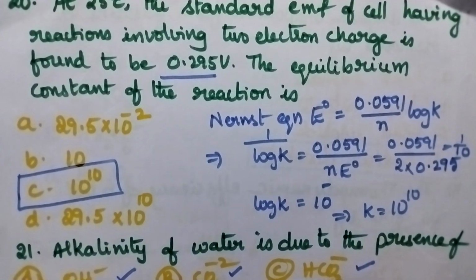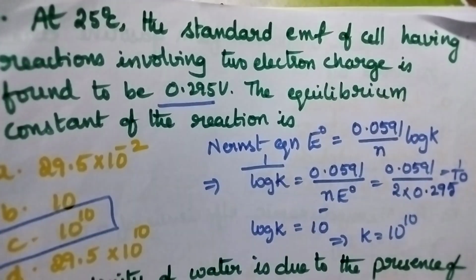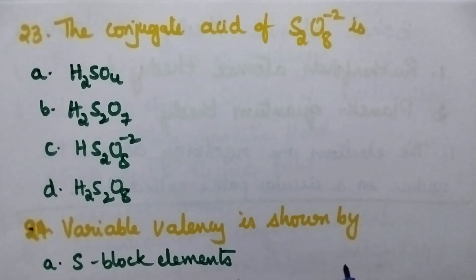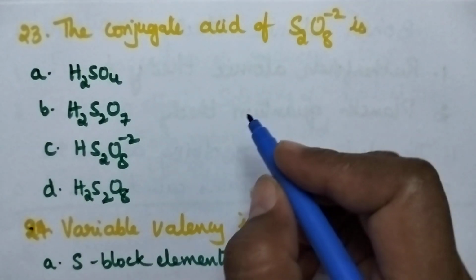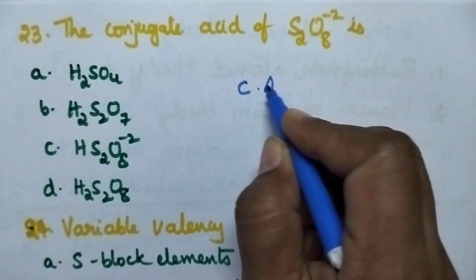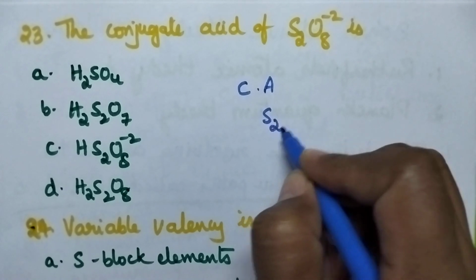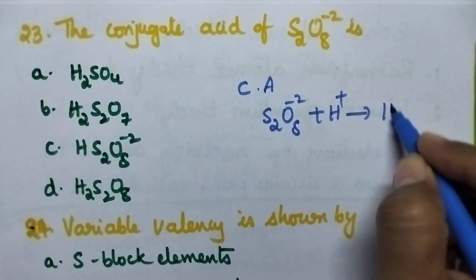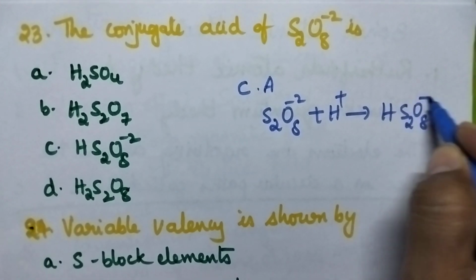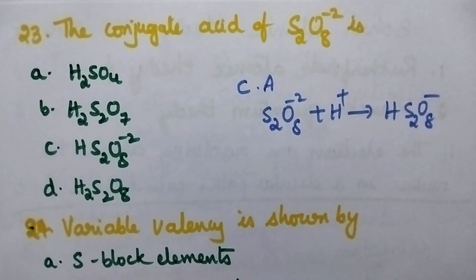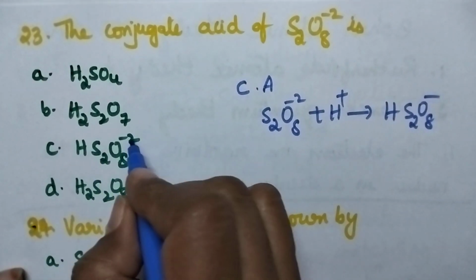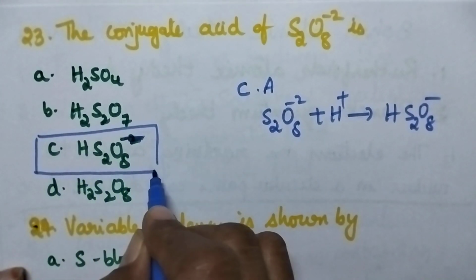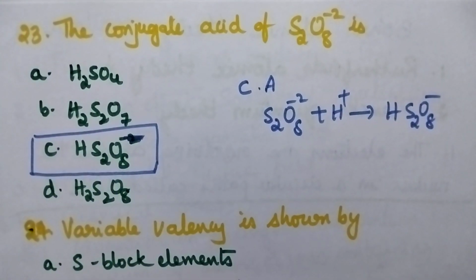Moving to the 23rd question. The conjugate acid of S2O8 2 minus is. Whenever you are supposed to find the conjugate acid for the given species, you just add a proton. That means HS2O8 minus. So here it is option C, HS2O8 minus, that is the right answer.